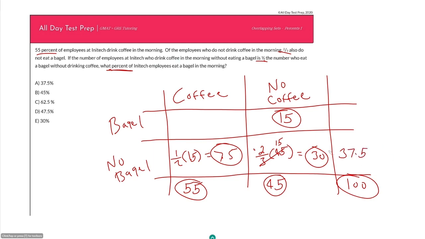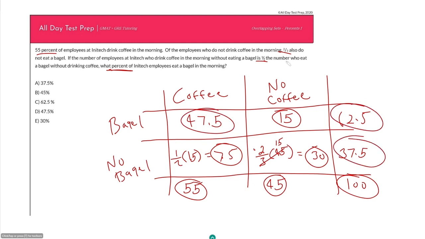So we have 37.5 people who are non-bagel eaters, which means we have 62.5 people here. And therefore, 55 minus 7.5 is what? 55 minus 7 is 48, so 47.5. This looks like everything adds up. And so we filled in our entire table.